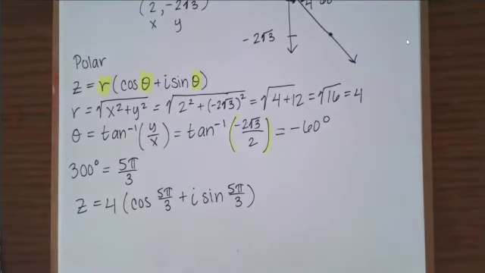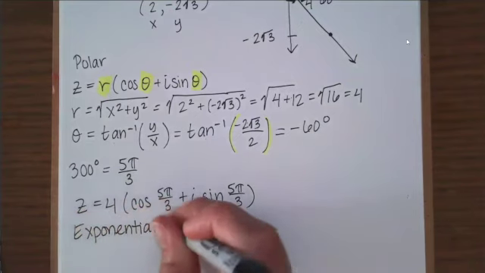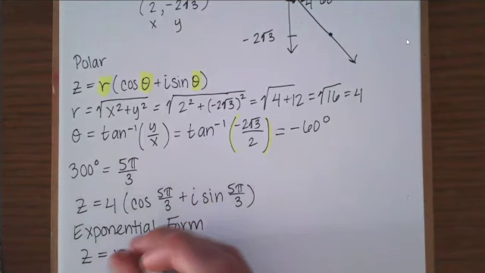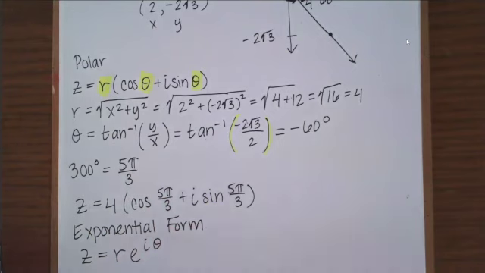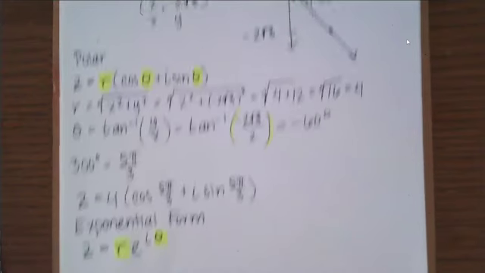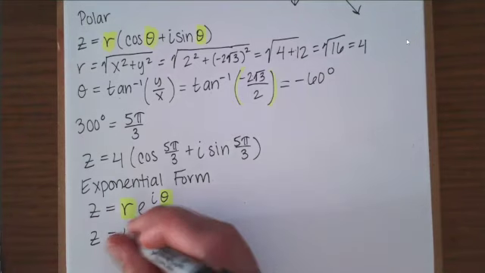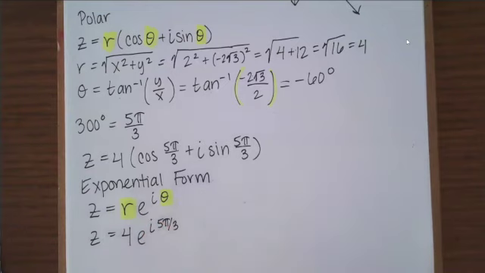The next thing we want to do is write this in exponential form. Exponential form is z is equal to r times e to the i theta. And we want to fill in r and theta. So filling in r and theta, we would get z is equal to, r was 4, and theta was 5 pi over 3. And we leave it just like that. Let's do one more.